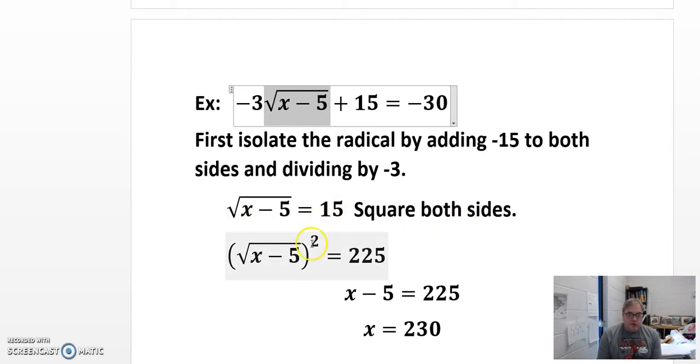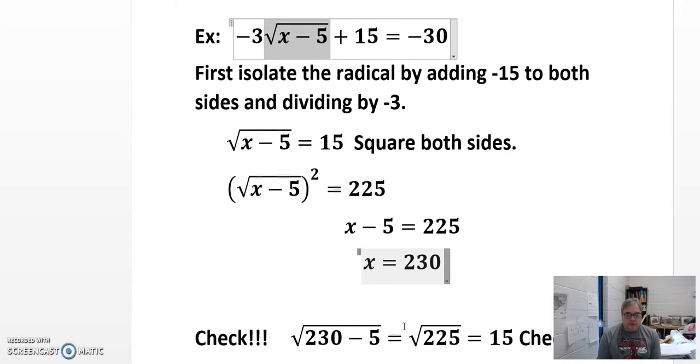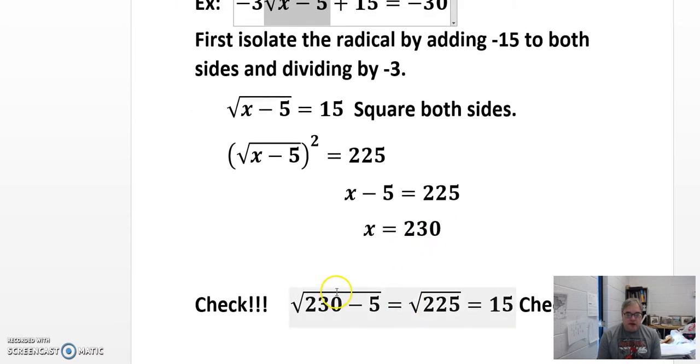And square both sides. So square root of x minus 5 squared equals 15 squared, which is 225. The radical's eliminated. X minus 5 equals 225. X equals 230. Check it. Plug 230 in for x. And you see it checks.